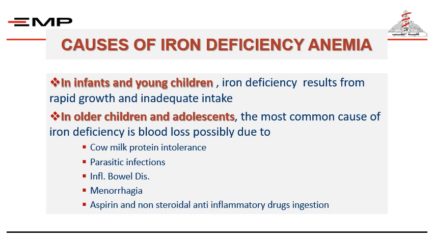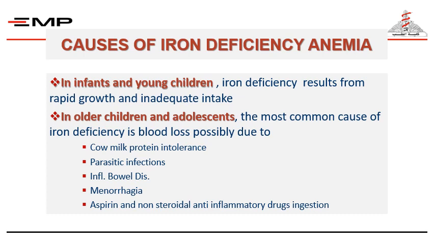Iron deficiency in infants and young children results from rapid growth and inadequate intake, so the nutritional factors are important. However, in older children and adolescents, the most common cause is blood loss, possibly due to cow milk protein intolerance. Cow milk protein intolerance occurs even in infancy, so we cannot speak only of older children and adolescents.